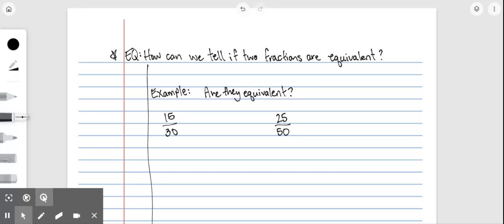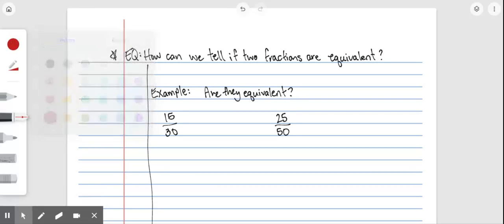What we're going to do is we need to reduce both fractions and compare. So what we're doing here is we're going to simplify each fraction. And we know how to simplify a fraction because we've talked about finding equivalent fractions. Now, reducing means we're going to use division. We're not going to multiply, we're going to use division.